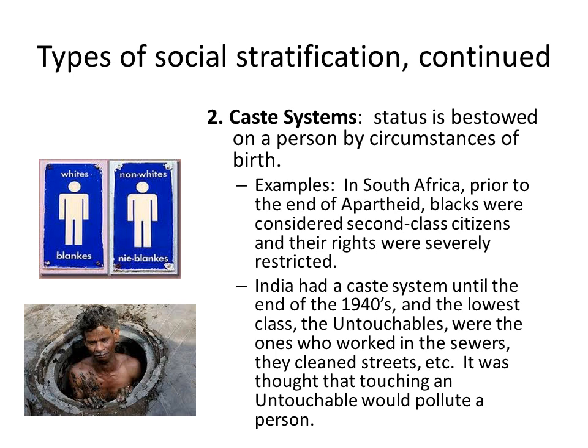India had a caste system until the end of the 1940s. Gandhi tried to get rid of it. And the lowest class, the untouchables, were the ones who worked in the sewers, they cleaned the streets, basically all the really dirty jobs. It was thought that touching an untouchable would pollute a person. So, despite the fact that this has been eradicated since the late 1940s, it's still pretty prevalent, especially in areas of India where you don't see a lot of modernity.